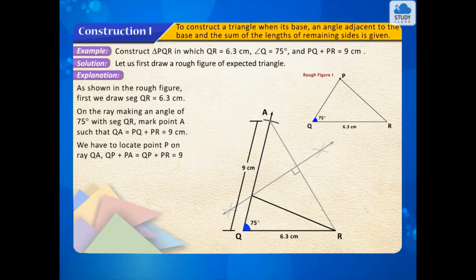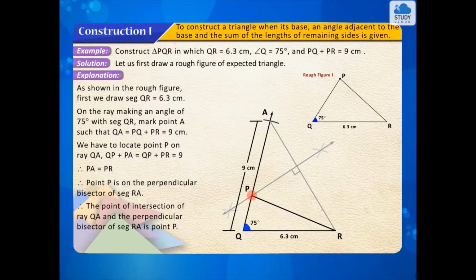Now we have to locate point P on ray QA. QP plus PA is equal to QP plus PR, which is equal to 9. Therefore, PA is equal to PR. Therefore, point P is on the perpendicular bisector of segment RA. Therefore, the point of intersection of ray QA and the perpendicular bisector of segment RA is point P.